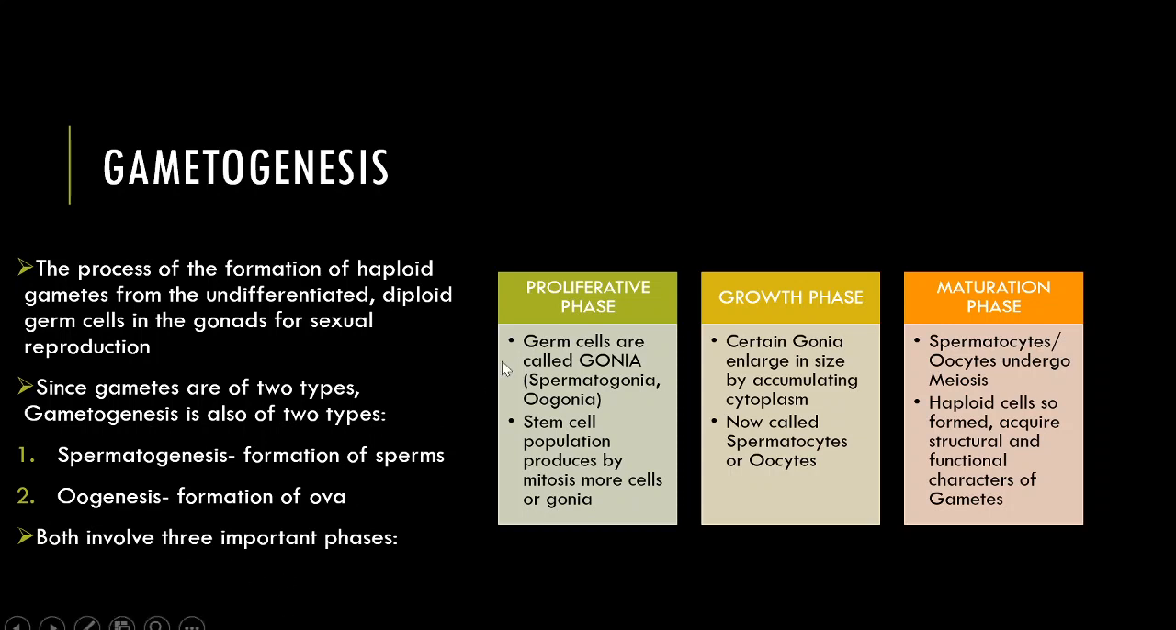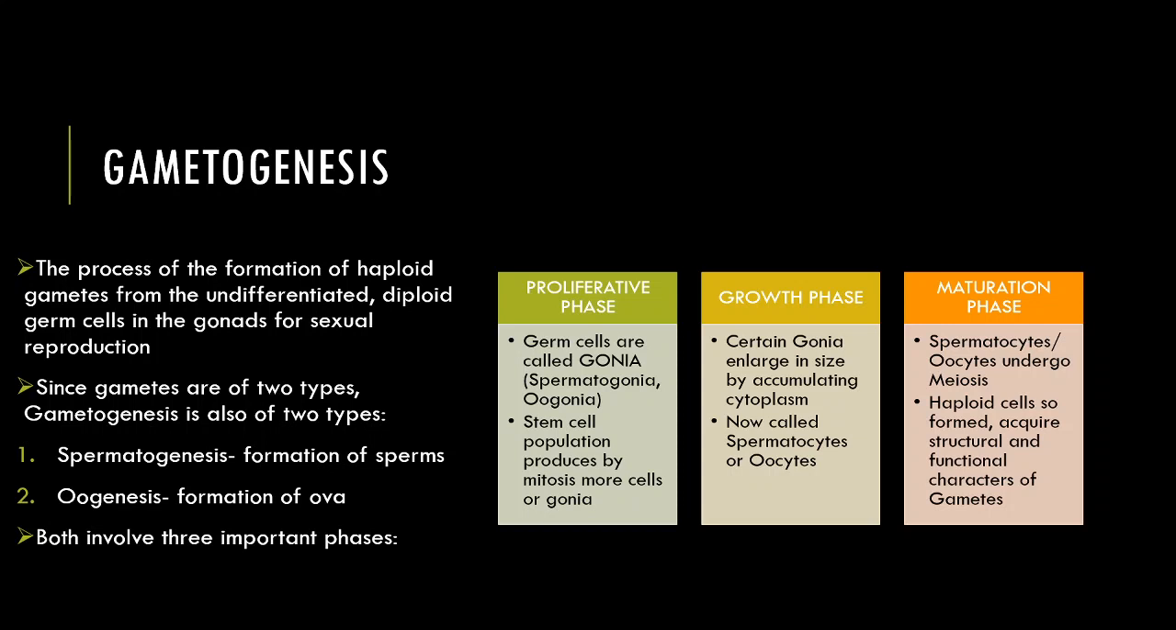The first phase is called the proliferative phase or the multiplicative phase, where the germ cells are called gonia. Now students, you should remember that here I am talking about germ cells, not primordial germ cells, as we discussed them in the last video. Primordial germ cells are formed when the organism is an embryo, and then they migrate into the gonads and help in the development of the gonads.